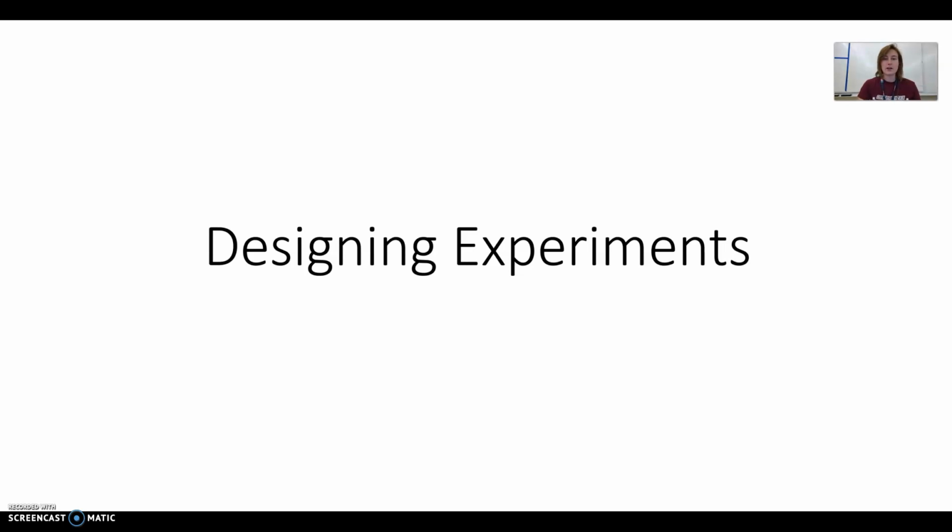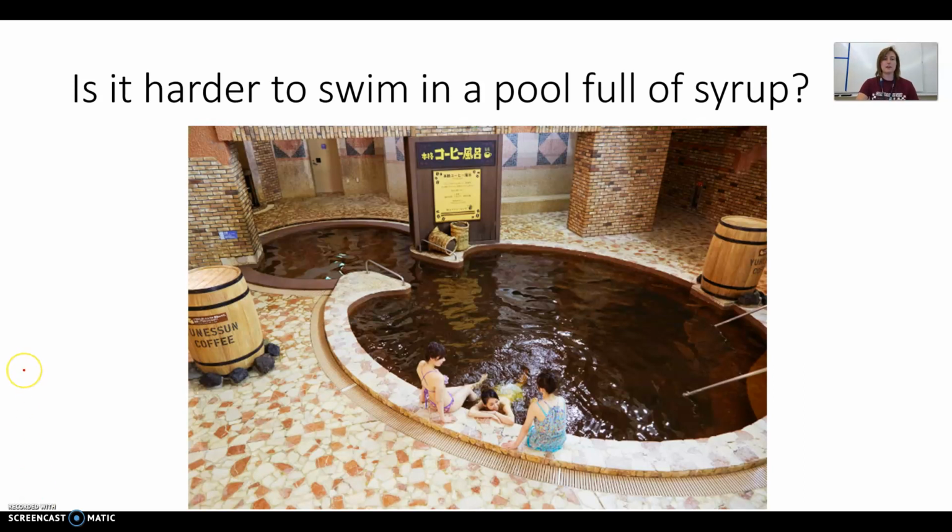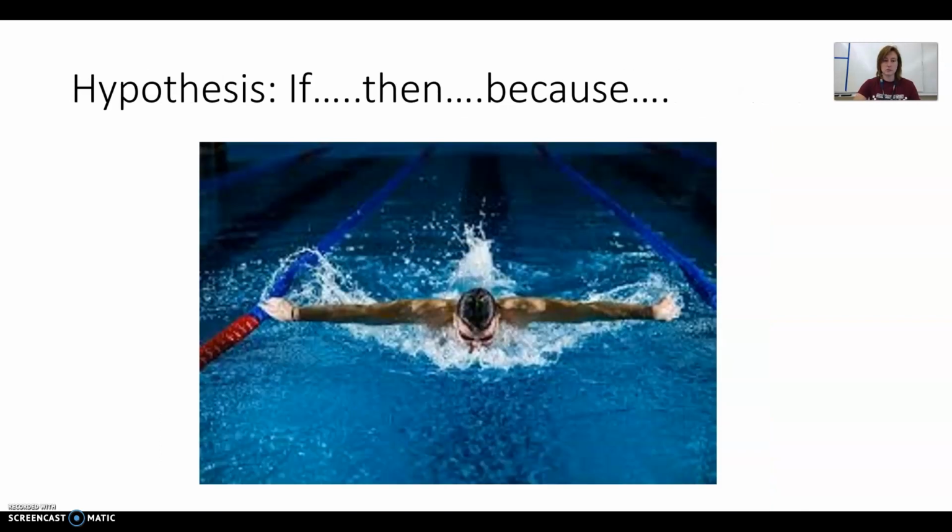So let's go ahead and talk about how to design experiments. And here's our research question. Is it harder to swim in a pool full of syrup than it is in a pool full of water? And we're going to design an experiment that we could use to test this question.